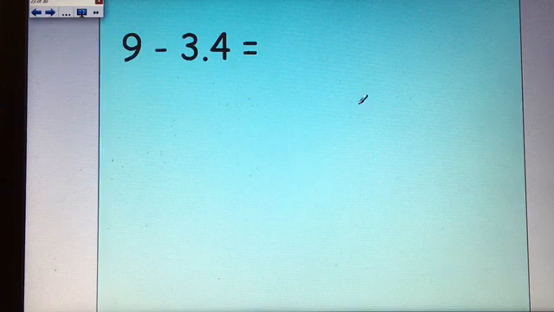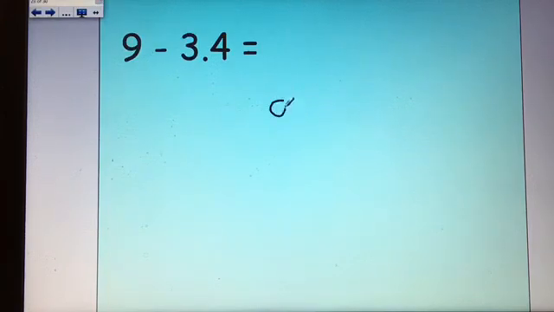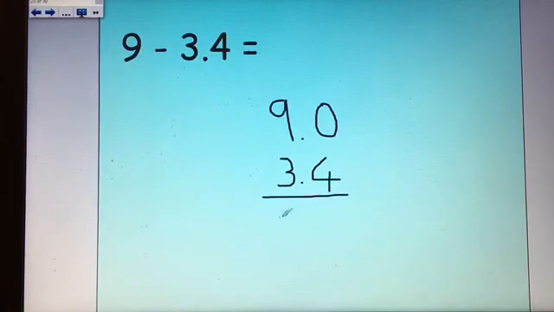So if you look at this, 9 subtract 3.4. So whenever you're doing column addition or subtraction of a decimal, the most important thing is that you line up the decimal point. Now this says 9 here, which actually is the same as 9.0. Okay, so therefore you've got to line up 3.4 next to it, like this. And then you've got a nice straightforward column subtraction.